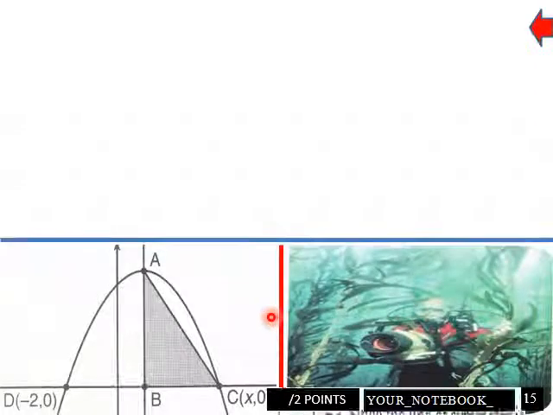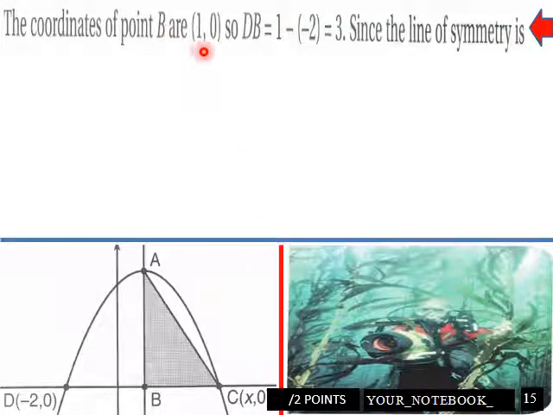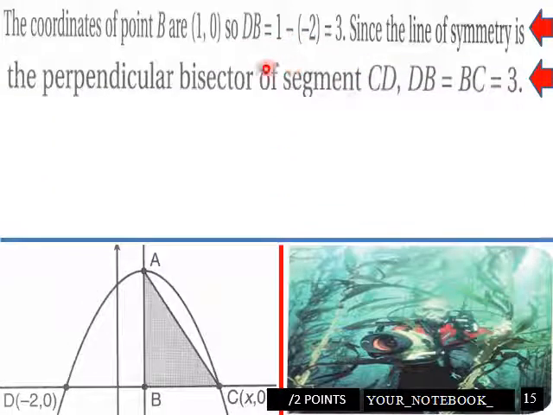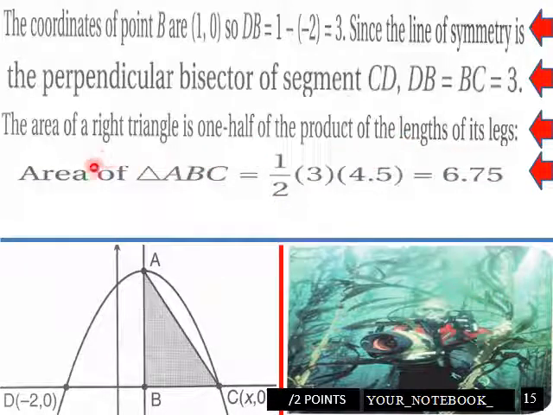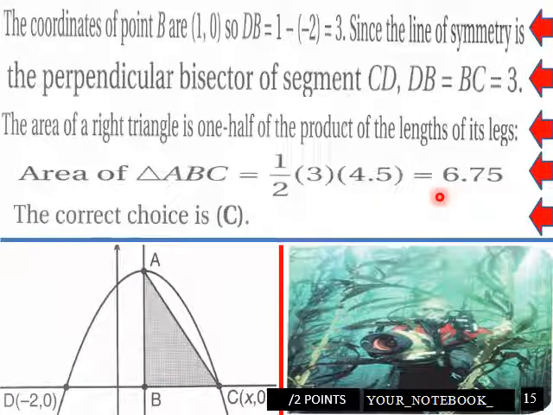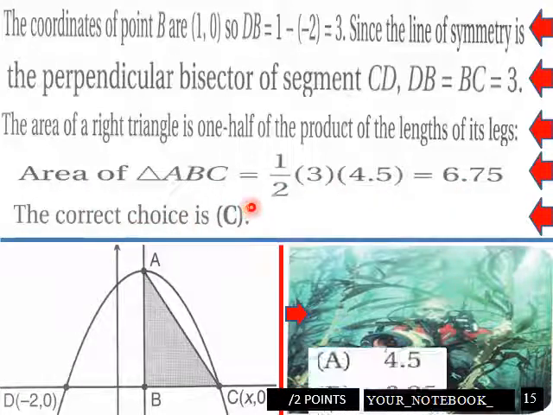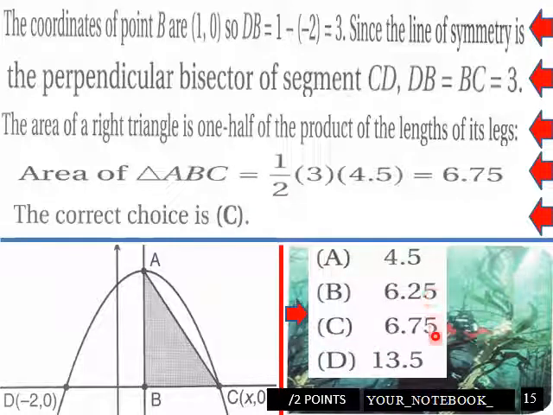Right here looks like A. Coordinates of B are (1, 0), so DB equals 1 minus negative 2 equals 3. The line of symmetry is the perpendicular bisector of segment CD, so DB equals BC equals 3. The area of a right triangle is 1/2 of the product of the lengths of its legs. Area of triangle ABC is 1/2 base times height, which equals 6.75. The correct choice is C, which is 6.75 right here.